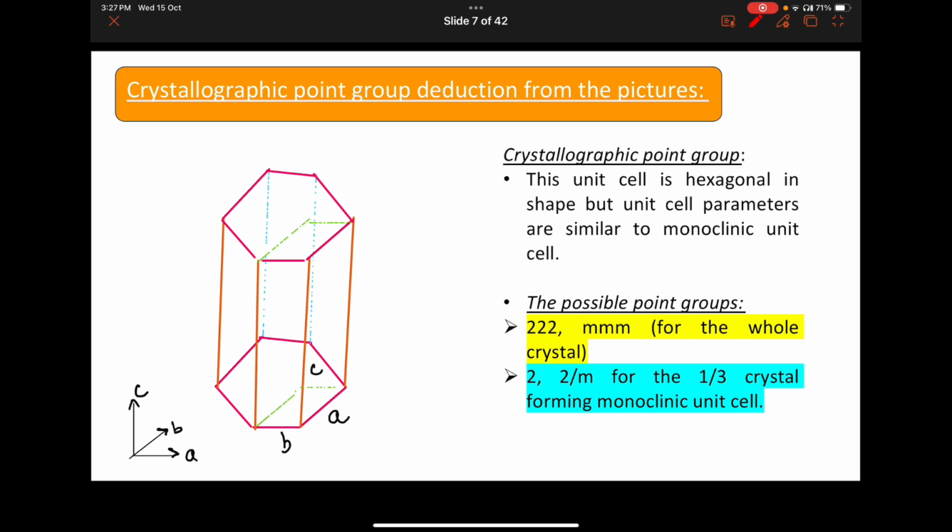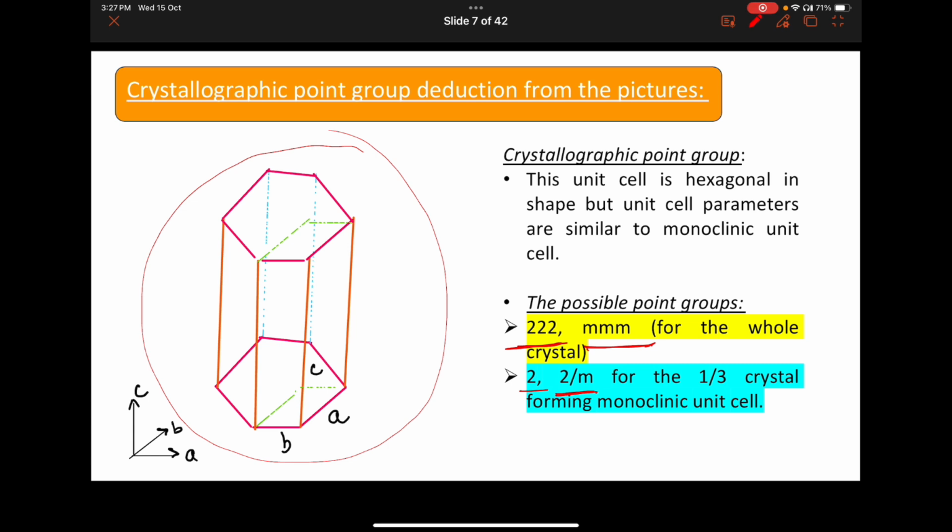So let's deduce the crystallographic point group for this particular crystal. If we're talking about the whole hexagonal crystal system, then it has the 2/m 2/m 2/m point group, or mmm. But if you're talking about one third of it, then the C2 axis is present, and 2/m as well. We have 2/m point group symmetry as the crystallographic point group for this particular crystal.